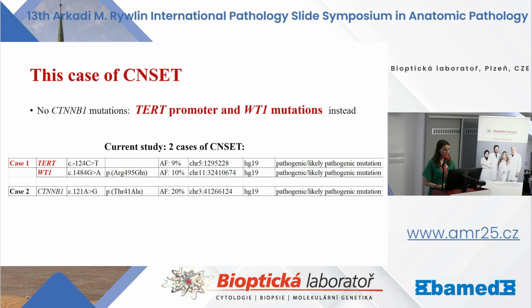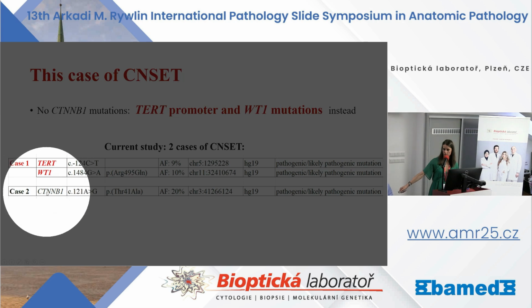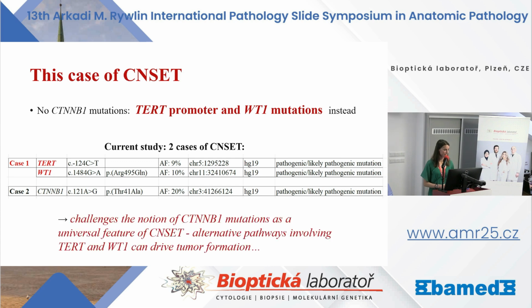Actually, we currently performed a study which is ready for submission, including 2 cases of calcifying nested stromal epithelial tumor of the liver. The case I'm presenting to you right now had these genetic alterations, and the second included case was more typical to the published data because it had CTNNB1 mutations. But the occurrence of a CTNNB1 wild type case challenges the notion of CTNNB1 mutations as a universal feature of this rare tumor.